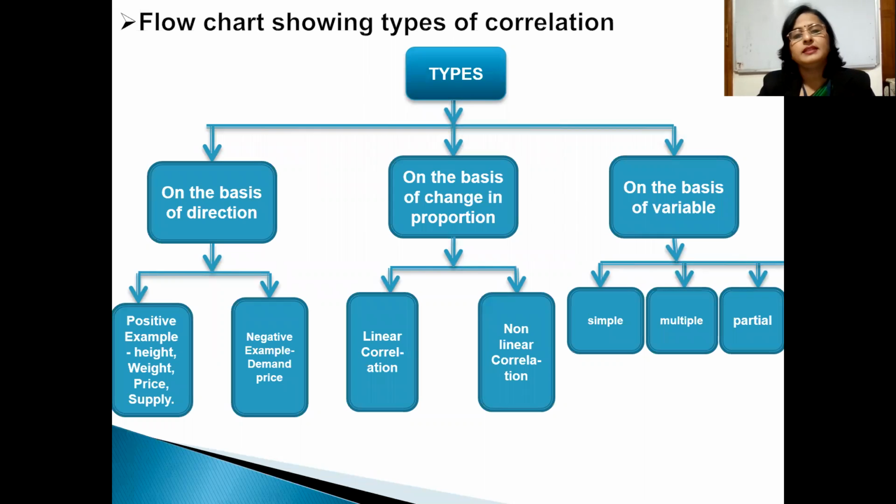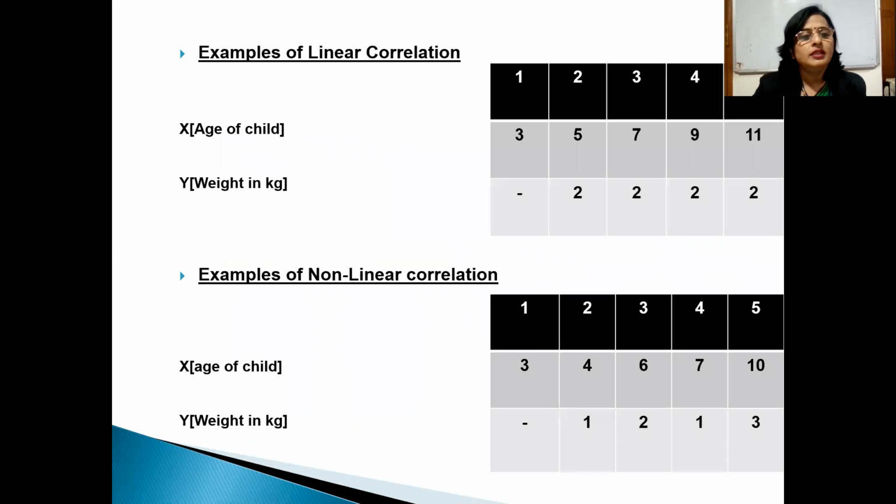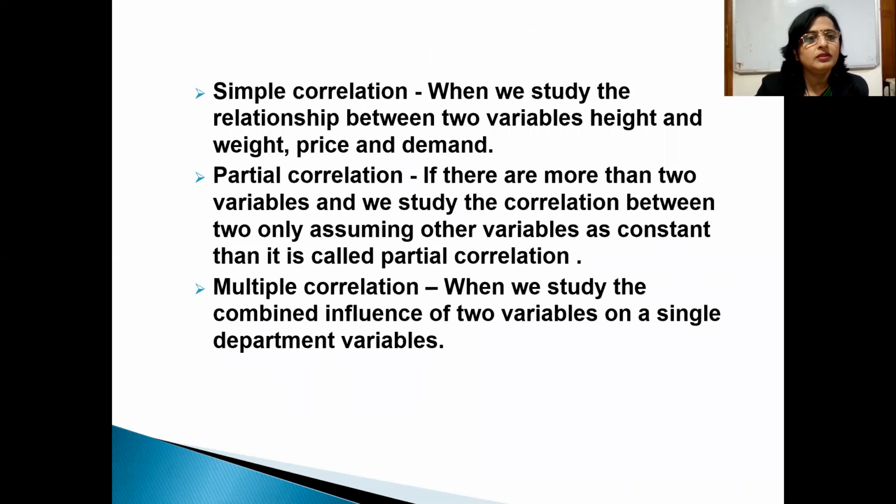Now, I'm discussing the types of correlation. There are three types, and we can discuss the types of correlation on the basis of the direction, on the basis of the proportion, and on the basis of the variable. On the basis of the direction, there are positive and negative; on the basis of the change in the proportion, linear correlation and non-linear correlation; and on the basis of the variable, we have simple, multiple, and partial correlation. Now, there are examples of the linear correlation and examples of the nonlinear correlation.